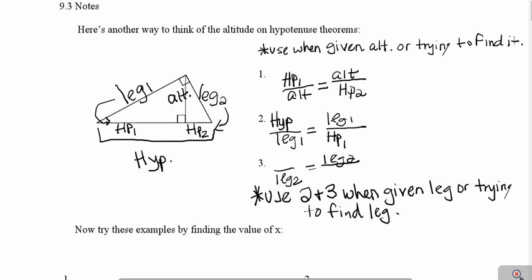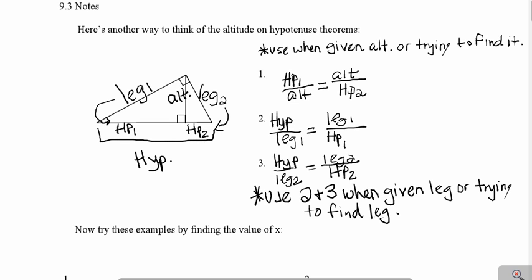So let's just say you're given or trying to find leg 2, then that would go in your means. The entire hypotenuse would go in your extremes, and then hypotenuse part 2 would also go in your extremes because that's the piece of the hypotenuse that's next to your leg. Now all you need to really do is just memorize one of each, the altitude one and the leg one, and then you should be good to go. And then you can just go straight to setting them up without having to draw the similar triangles.